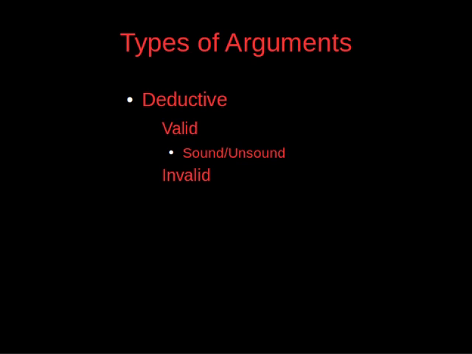Then we have our invalid arguments, in which you have an argument whose conclusion does not necessarily follow from the premises. Things like: P or Q. P, therefore not Q. That wouldn't follow. That's actually a fallacious argument. There's a technical name for the fallacy, but I'll admit I don't have the exact names of these things down in memory. But that's the sort of arguments we're talking about.